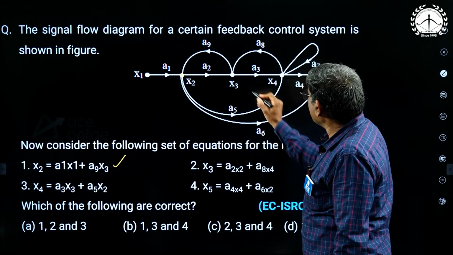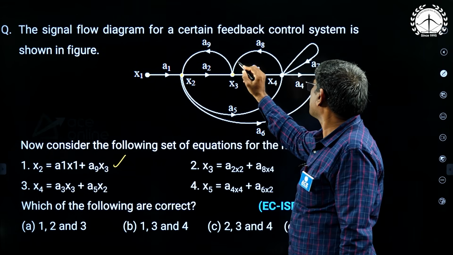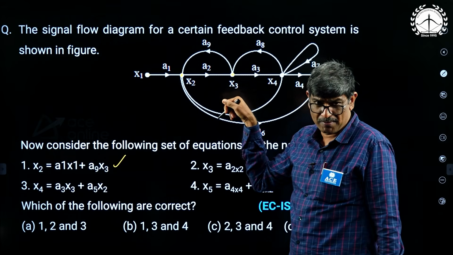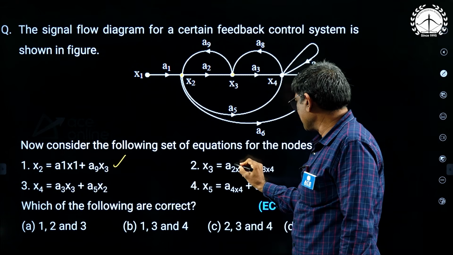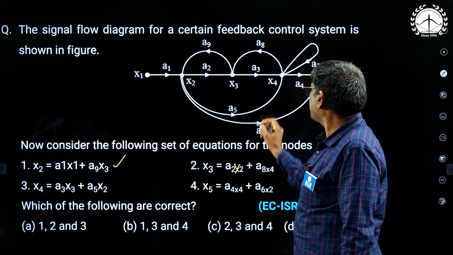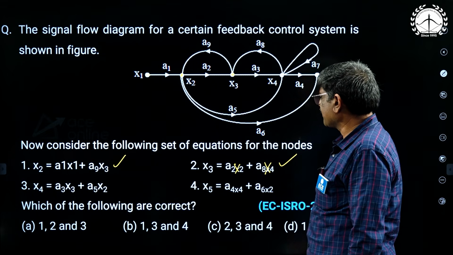Next, x3. How many incoming branches? One is from x2, one is from x4. Two incoming branches mean two terms. So a2 x2 plus a8 x4. This is also correct.